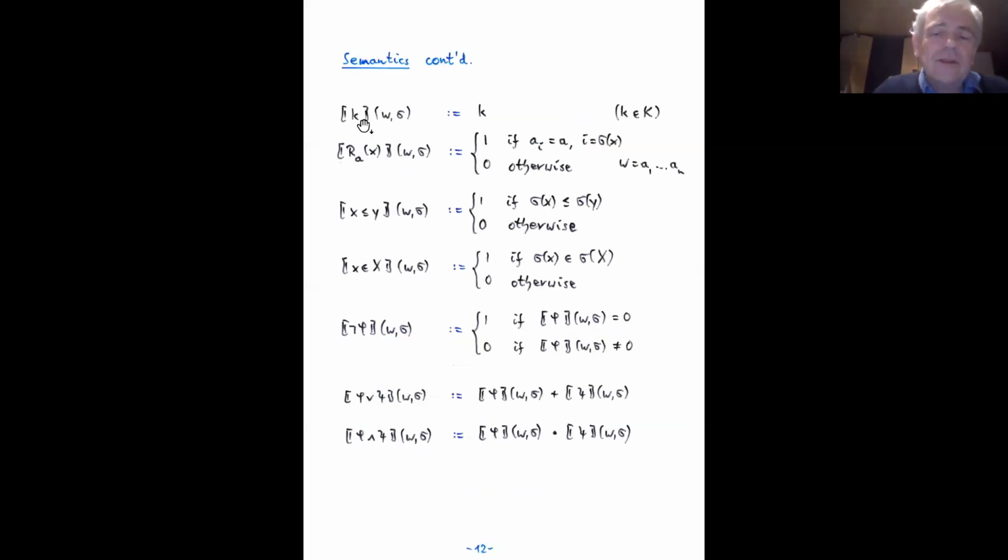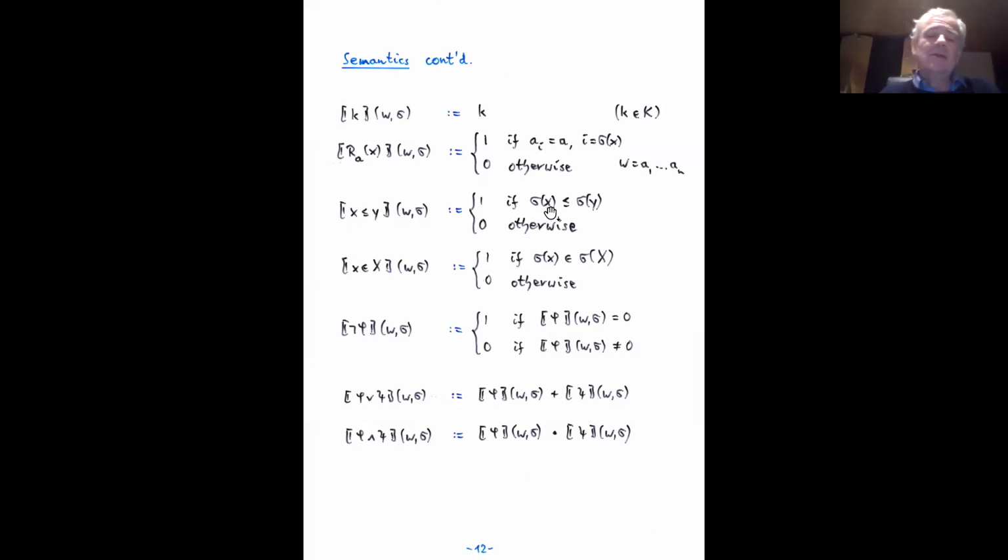So for a constant, it's very easy. As semantics, we take the constant itself. For atomic formulas, it's also very easy. Let's look at this one first: x smaller than y. What's the semantics for w and sigma? For the atomic formulas, the semantics is always 1 or 0. So here we put 1 if it is true, so if x is really smaller than y, and with this I mean, of course, the positions which are assigned to x and y by sigma.